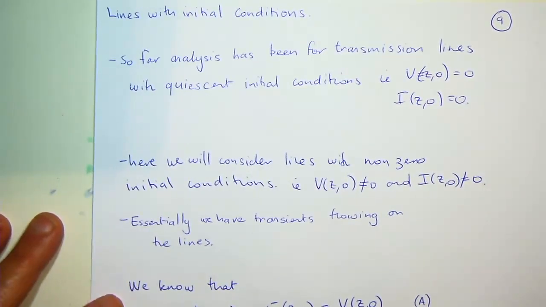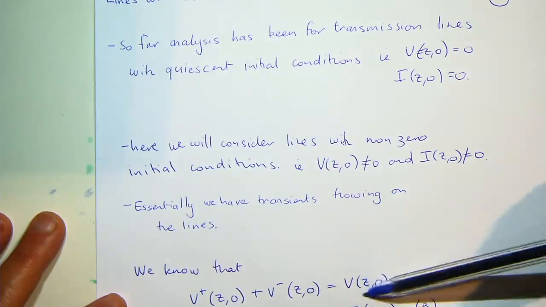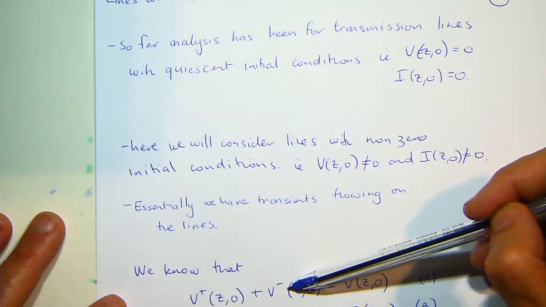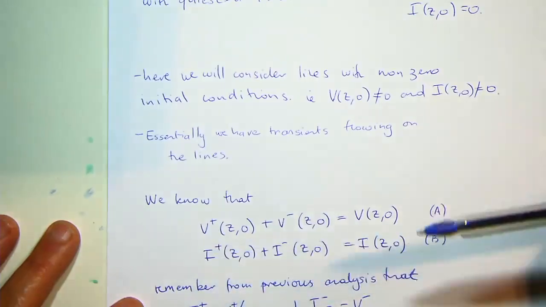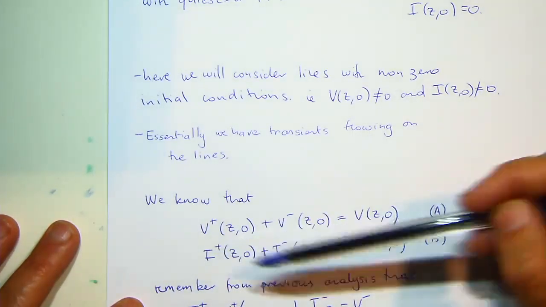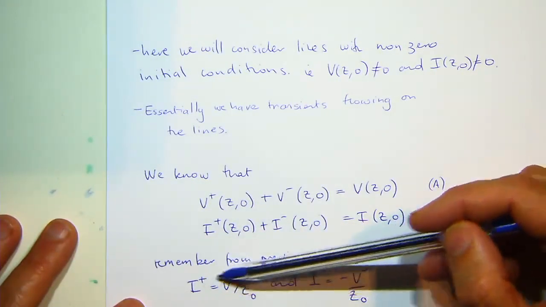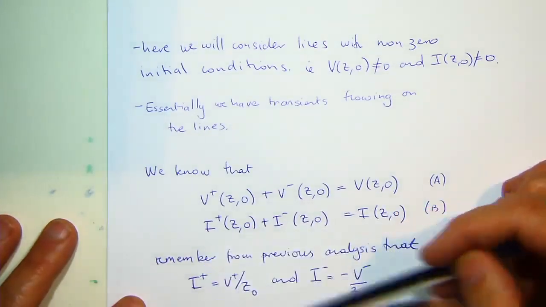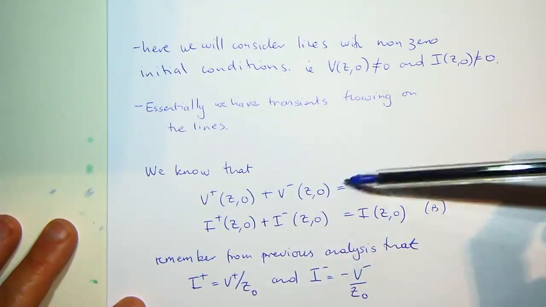Now we'll go back to our analysis, and what we're going to remind ourselves of is that the voltage at any point along a transmission line is equal to the sum of the positive and the negative going waves. Right? We know that. Likewise, the total current is the sum of the positive and negative going current waves. From our previous analysis, we had written a relationship between I plus and V plus in terms of Z naught, and I'm going to substitute this relationship back into these two equations.